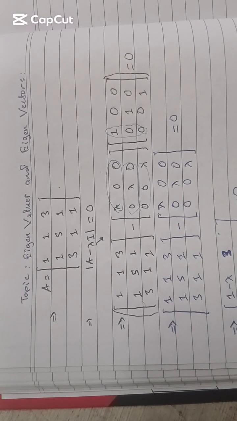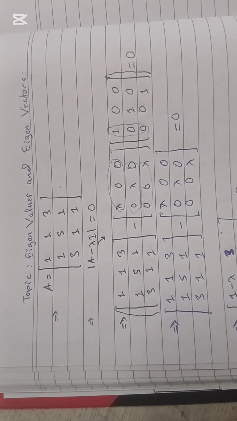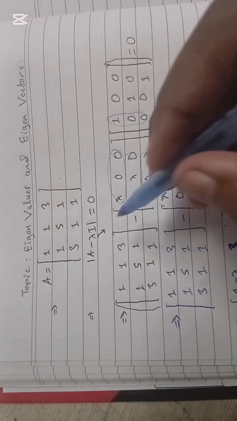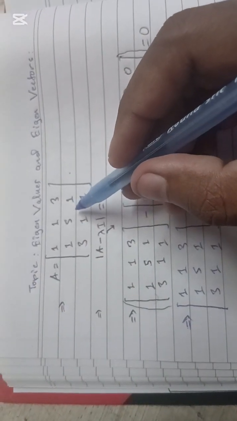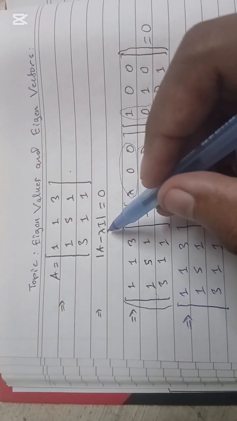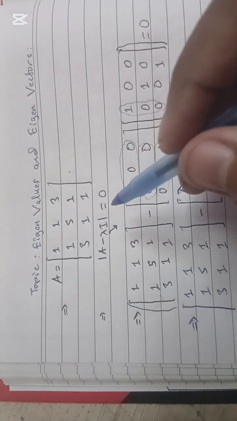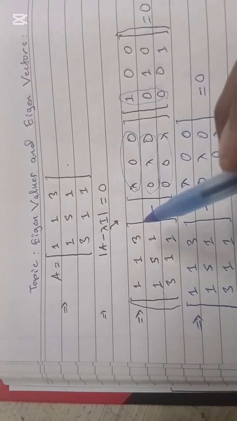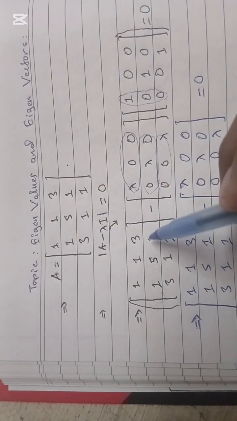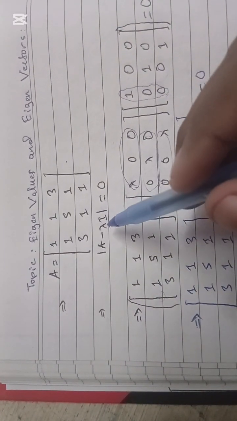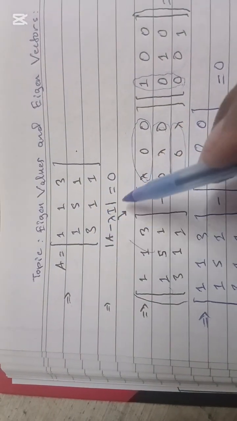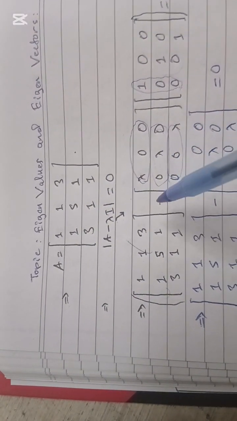In this video, we are going to look at how to find eigenvalues and eigenvectors of a 3 by 3 matrix. As you can see, this is our 3 by 3 matrix, and this is the characteristic equation that we're going to use to find our eigenvalues. This is the definition of the characteristic equation. This is our matrix A, and this is our eigenvalues.